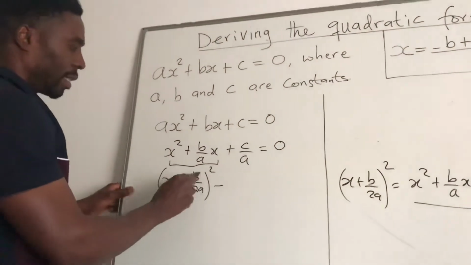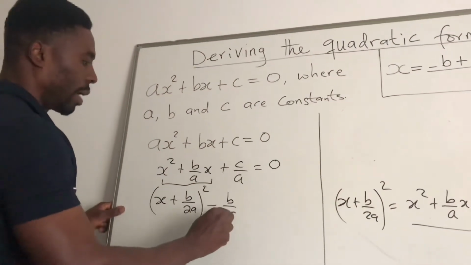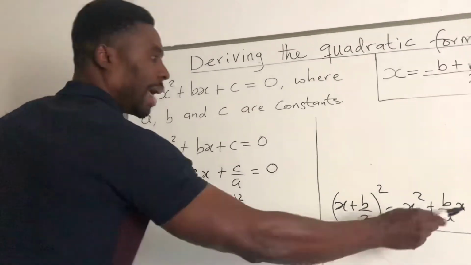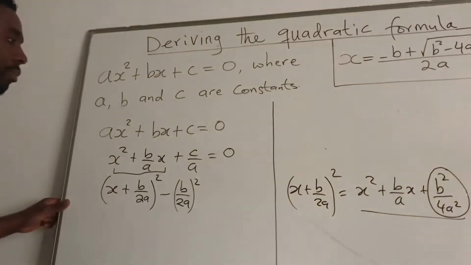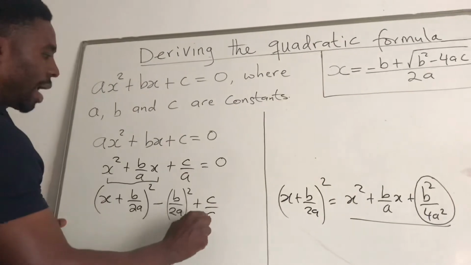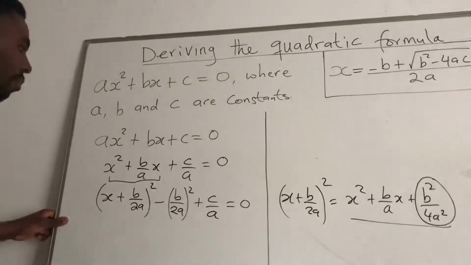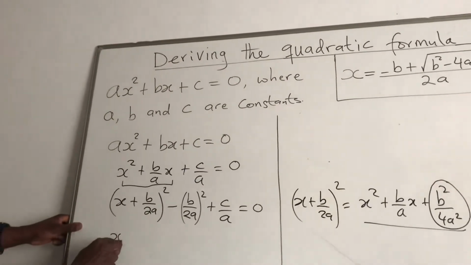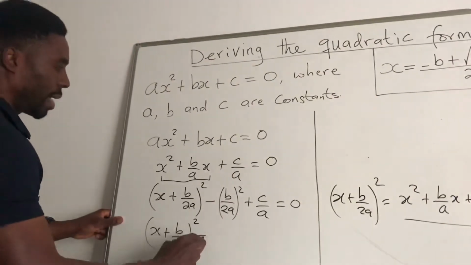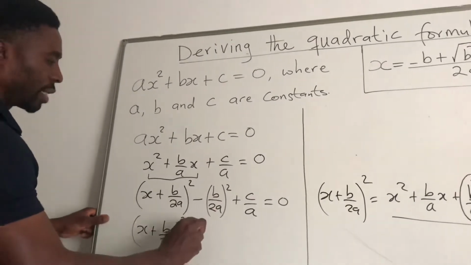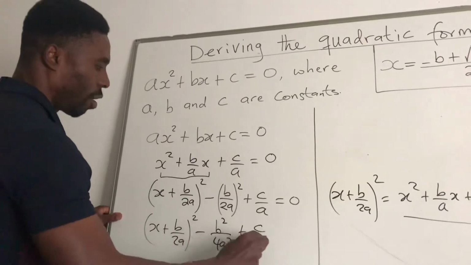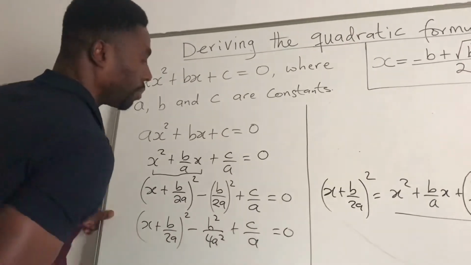And we usually write this b over 2a in a bracket squared. This is the same thing as b squared over 4a squared. And in the quadratic equation itself, we have plus c over a equals 0. So we have x plus b over 2a in a bracket squared minus, squaring this gives us b squared over 4a squared, plus c over a equals 0.